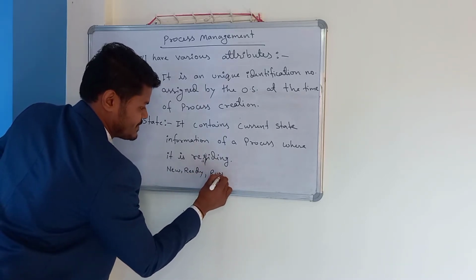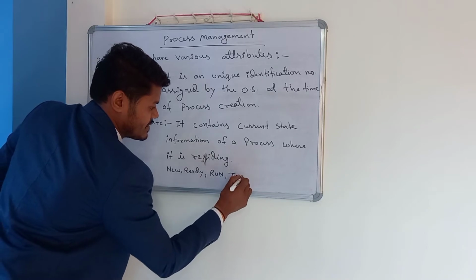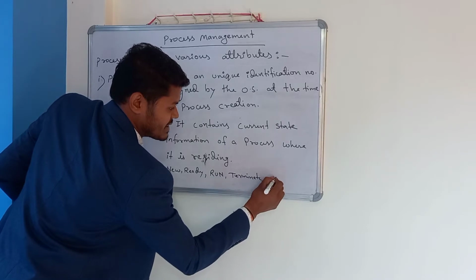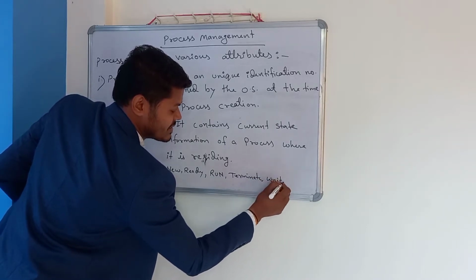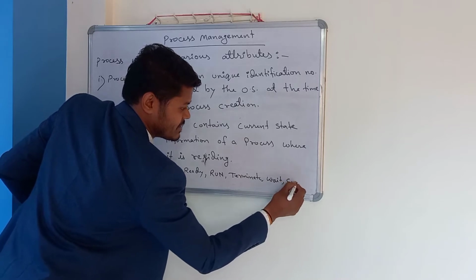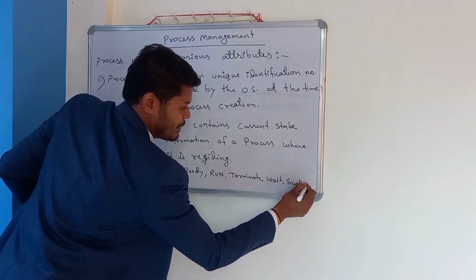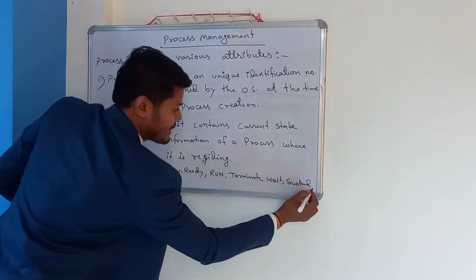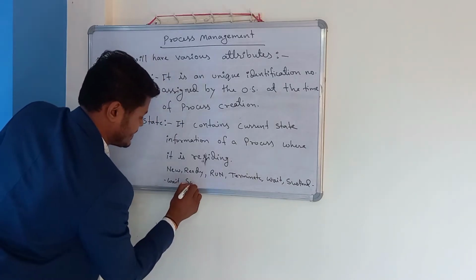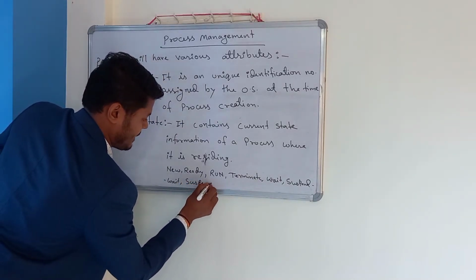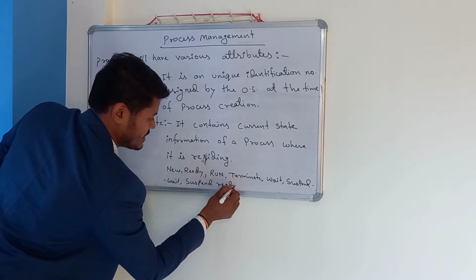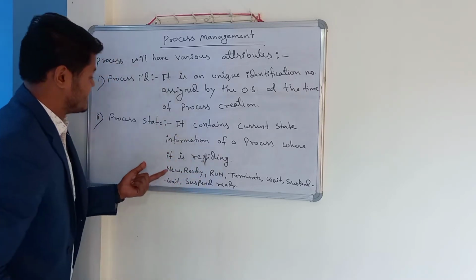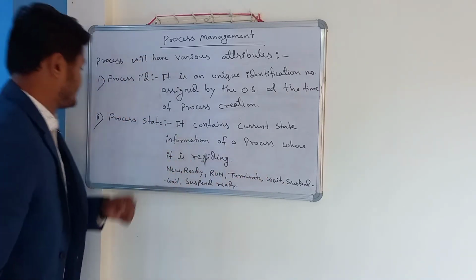run state, terminate state, wait or block state, suspend wait state, suspend ready state. We'll see one by one in detail after this discussion. These are the various states.